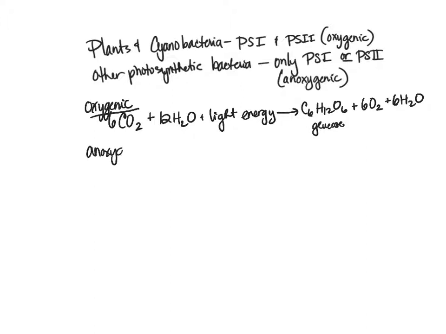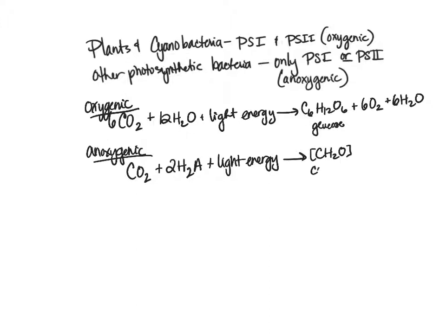Our anoxygenic can be written out in this way. So we also have carbon dioxide, not as much, but then we have two molecules of this H2A. Remember, the H2A is something like hydrogen sulfide or thiosulfate or something like that, plus light energy. And then that's going to be converted into CH2O, which is some version of a carbohydrate. This is the general term, the CH2O. It is the kind of placeholder for carbohydrate. You can see it's the same format up here, CH doubled and O. This is glucose, plus two molecules of whatever A is, so sulfur, for example, plus water as a byproduct. So we can see the differences there between oxygenic and anoxygenic.